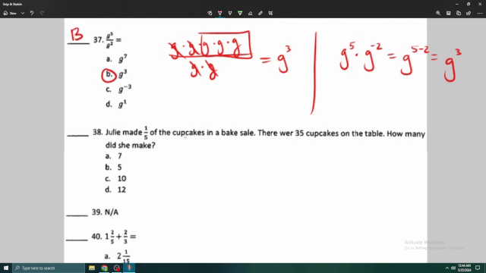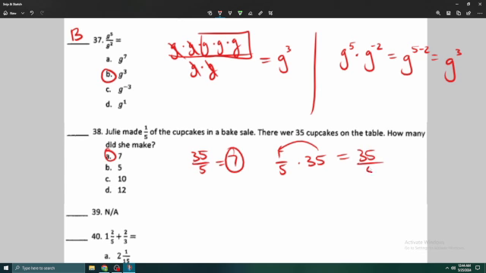Julie made a fifth of the cupcakes at a bake sale. There were 35 cupcakes on the table. How many did she make? What's 1/5 of 35? You can think of that as 35 divided by 5, which is just 7. Think of 1/5 of 35 like that, and then just throw that 35 on top. 35 times 1 is 35, and that's how I got that.